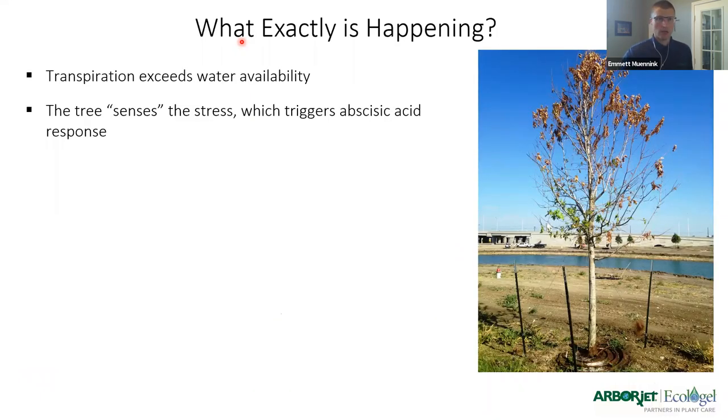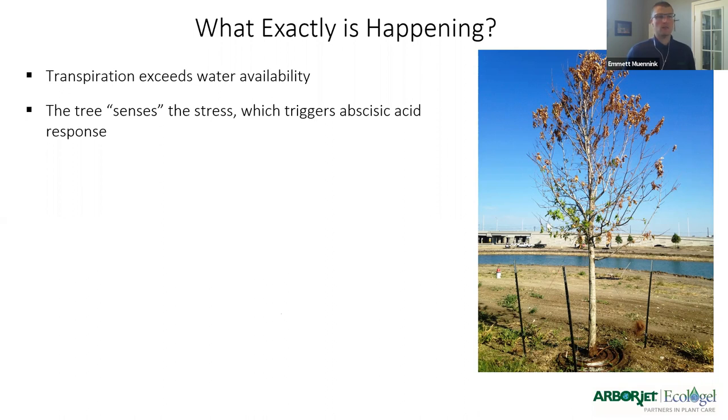We talk about drought, and everybody knows that trees need water to live. But we don't actually think about what is actually happening inside the tree. So with drought stress, you can kind of think of it as a math equation. Transpiration is exceeding water availability. The plant is using more water than it has.